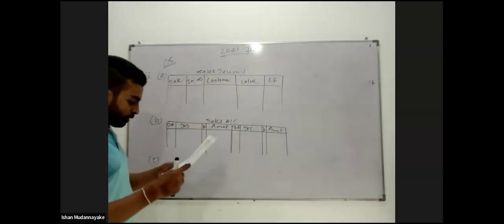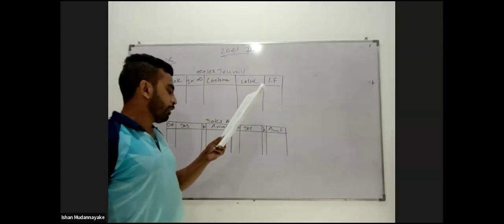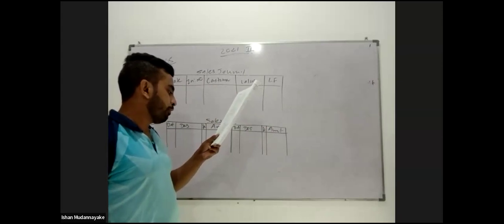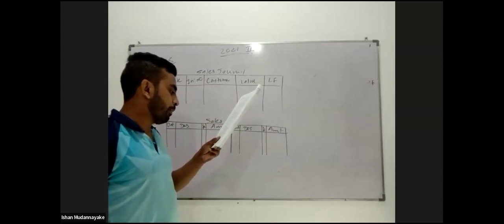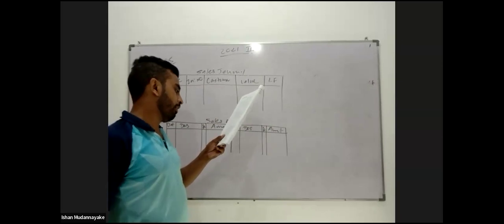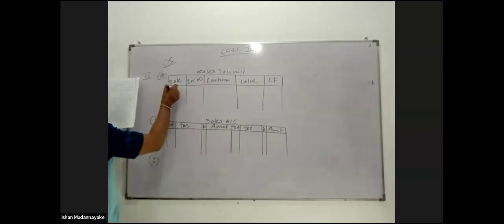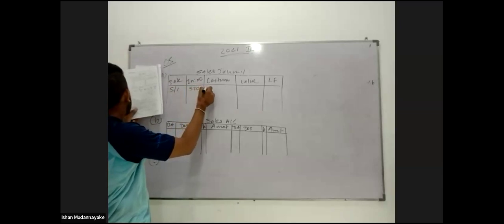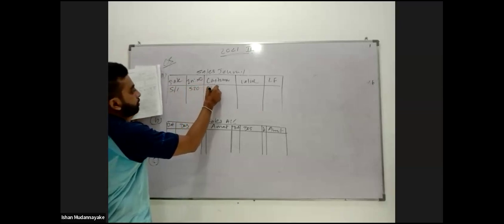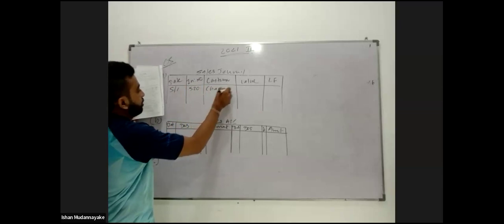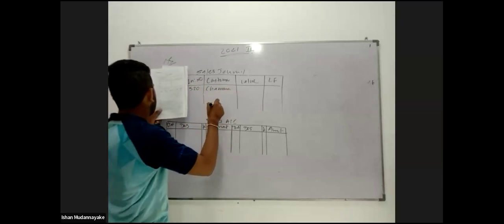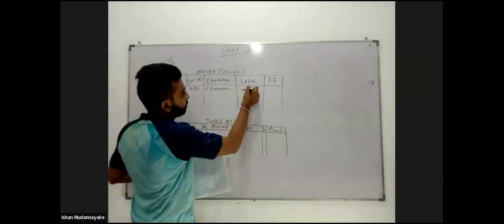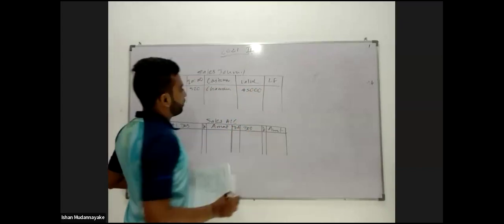Question: 5th January 22, selling stock of goods to Chamara at 45,000 on credit. Now the 5th January transaction is recorded in the sales journal. 5th January, invoice number 520, sales to Chamara, total amount 45,000.